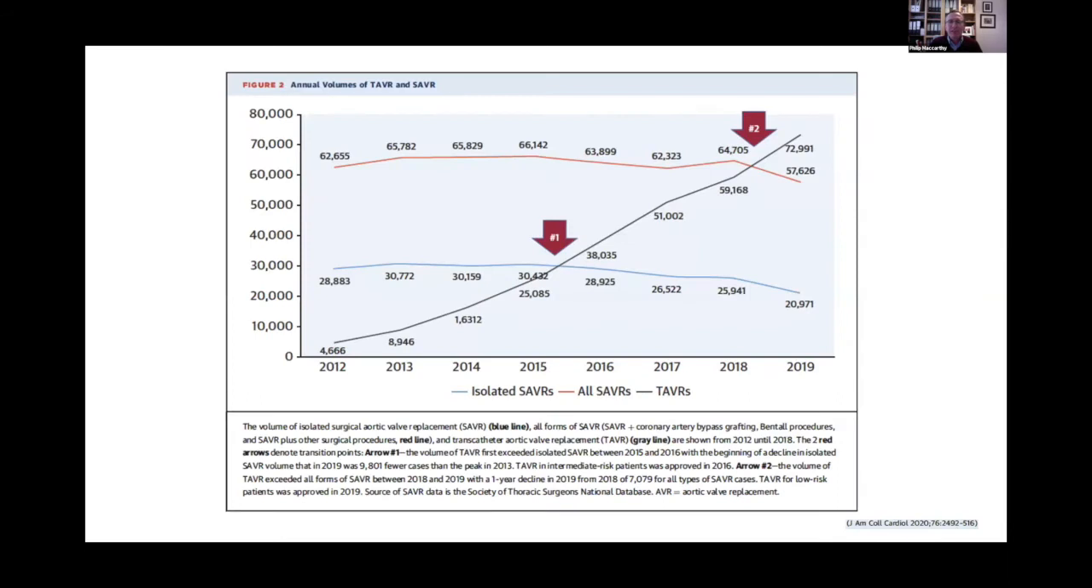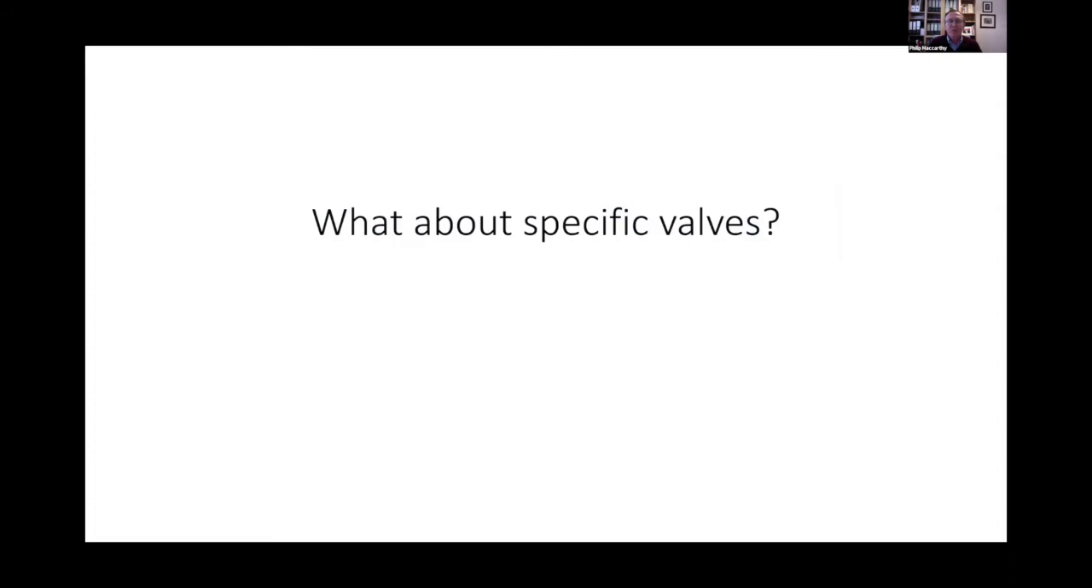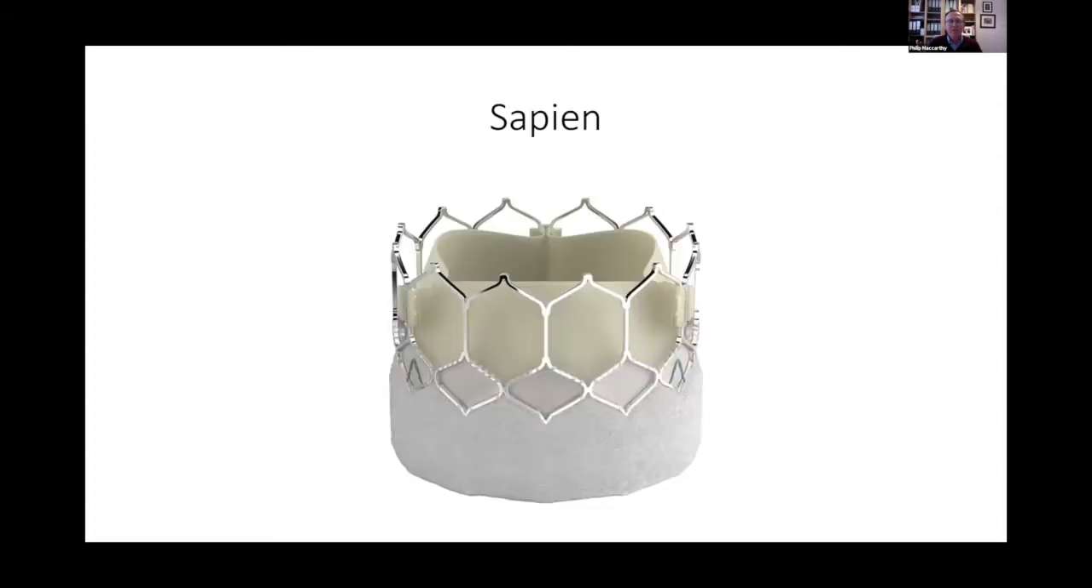Because of this, the number of TAVIs is rising worldwide. Again, this is the US data. TAVIs exceeded isolated AVRs in the US in 2015 and exceeded all surgical AVRs in 2018, and the number of TAVIs is rising still. Let's talk about specific valves, and I'm going to start with the Edwards valve.